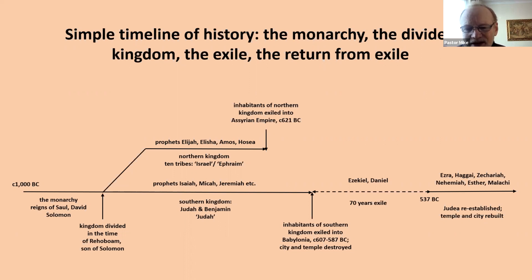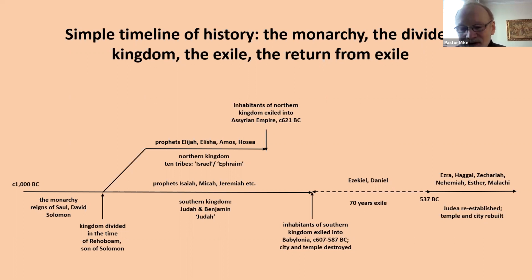During the 70 years of exile, 2 of the major prophets that ministered to the Israelites while they were in exile were Ezekiel and Daniel. So whereas Isaiah, Micah, and Jeremiah, they all lived in or around Jerusalem during the time of the southern kingdom, men like Ezekiel and Daniel were actually part of the exile. They were refugees. They were taken away.